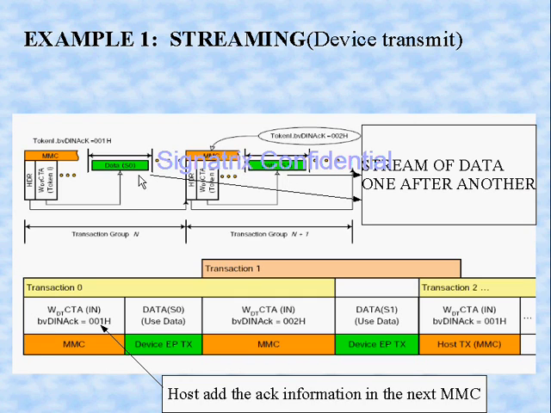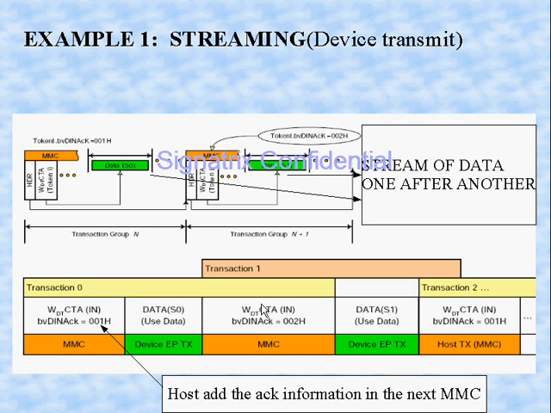One more thing, here device is transmitting. We are considering the device transmit scenario. So who is going to give acknowledgement? The host has to give acknowledgement. In acknowledgement it sets that bit to 00, which means it is asking the data source to send the second data. MMC followed by one time duration is known as transaction group N. Asking for the second data means the first has been received successfully.